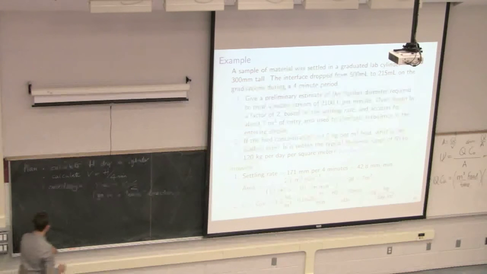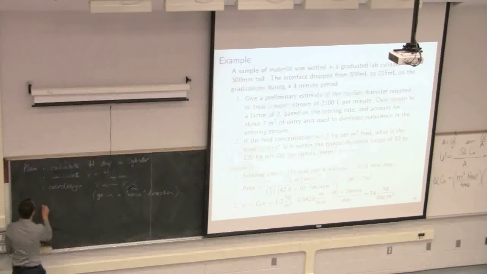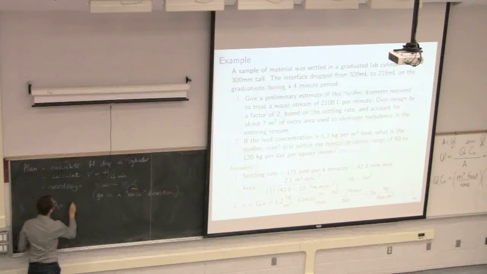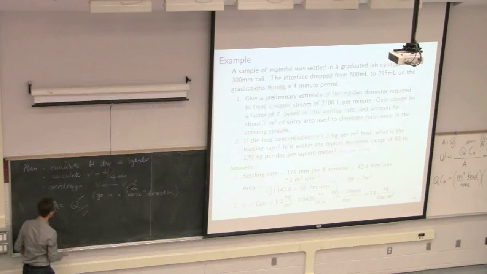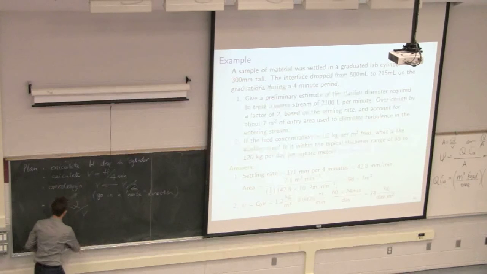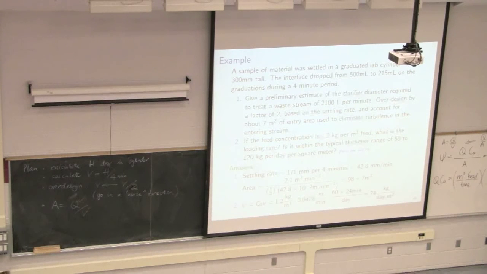Once you have that velocity, V, your next step is to calculate A, which is Q, that you know, divided by V, which you also know. So you know Q, and you know V, and you're done. Then let's just come back to that idea of the 7 meters squared. There's 7 meters squared in the middle.